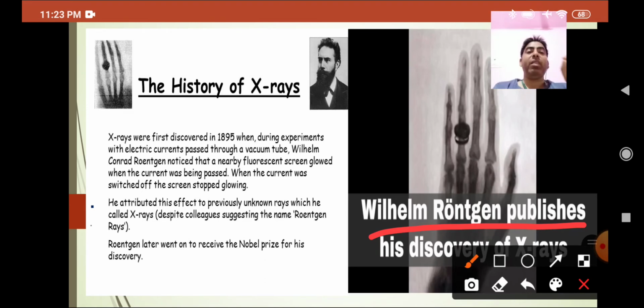From X-rays we can see our bones and where the breakage is. If there is an accident, we can see where our bones are broken. And he received the Nobel Prize for his discovery.